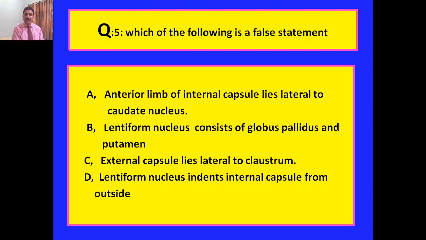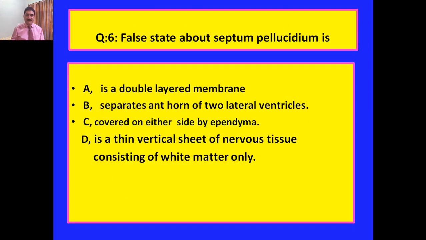Next question is, which of the following is a false statement? A, anterior limb of internal capsule lies lateral to the caudate nucleus. B, lentiform nucleus consists of globus pallidus and putamen. C, external capsule lies lateral to claustrum. D, lentiform nucleus indents internal capsule from outside. The correct option is C. External capsule lies lateral to claustrum. External capsule in fact lies medial to claustrum.